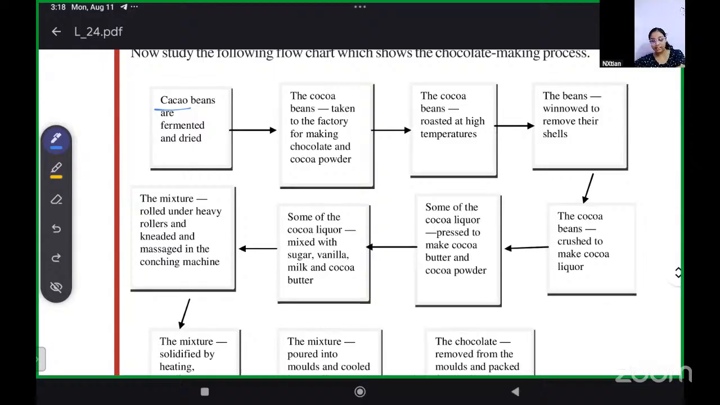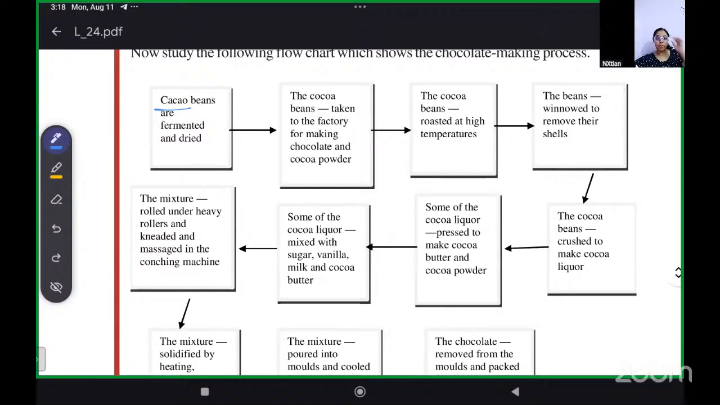Now in the factory, what happens is they are roasted at a very high temperature. So the outer shells and the inside will get roasted. Outer shells, then they are winnowed. Do you know what winnowing is? You know what winnowing is? Yes, ma'am.